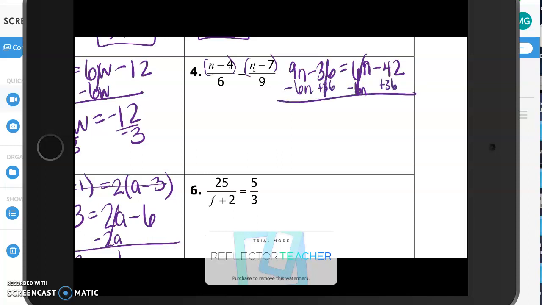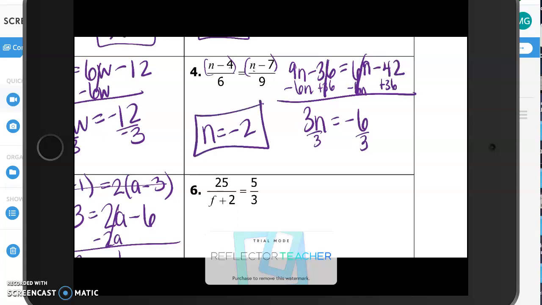Again, if you feel like you need to do that in 2 separate steps, that's fine. We would get 3n equals negative 6. Divide, n equals negative 2 is our final answer.